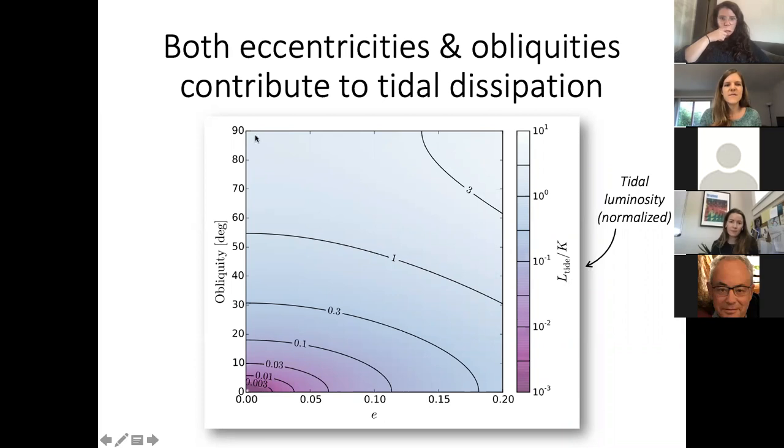And here's a look at this again in 2 dimensions, in both of these parameters, where the heat map is the tidal luminosity. And I mentioned earlier that these close-in Kepler planets generally have fairly low eccentricities. And so in this regime, obliquity tides can have a much stronger effect than eccentricity tides because the eccentricities are so low.